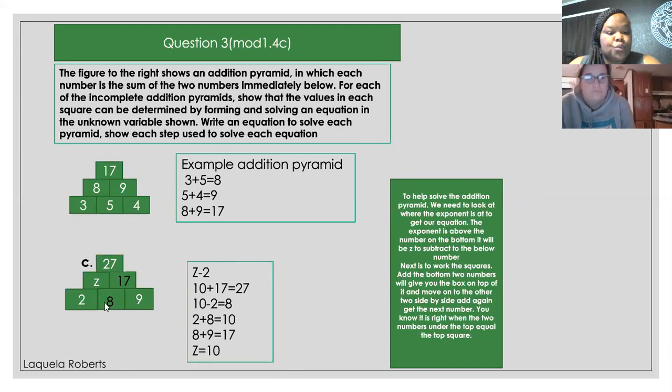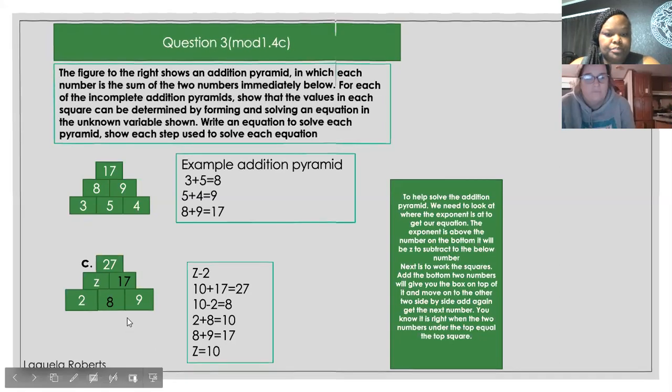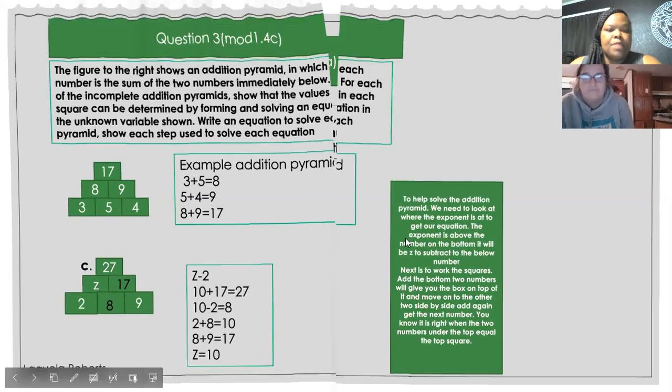10 minus 2 will give us 8. 2 plus 8 will give us 10. 8 plus 9 will give us 17. So as you can tell, z is our 10. Real easy.